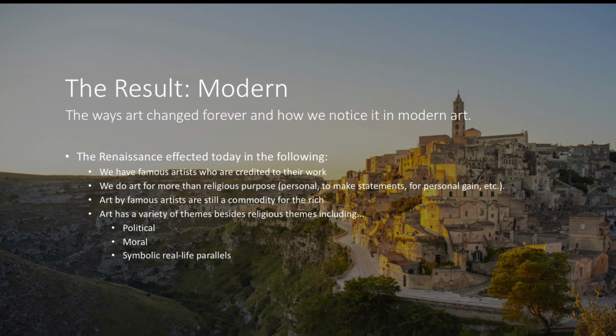And in modern days, we also sort of see the result of this Renaissance changing the art. We have famous artists now who are credited with their work, and we do art for more than just religious purposes. We do it for personal purposes, to make statements, for personal financial gain, and things like that. Art by famous artists is still a commodity for the rich, and that happened as a result of the Renaissance. Art has a variety of themes now besides religious themes, including political, moral, and symbolic real-life parallels.